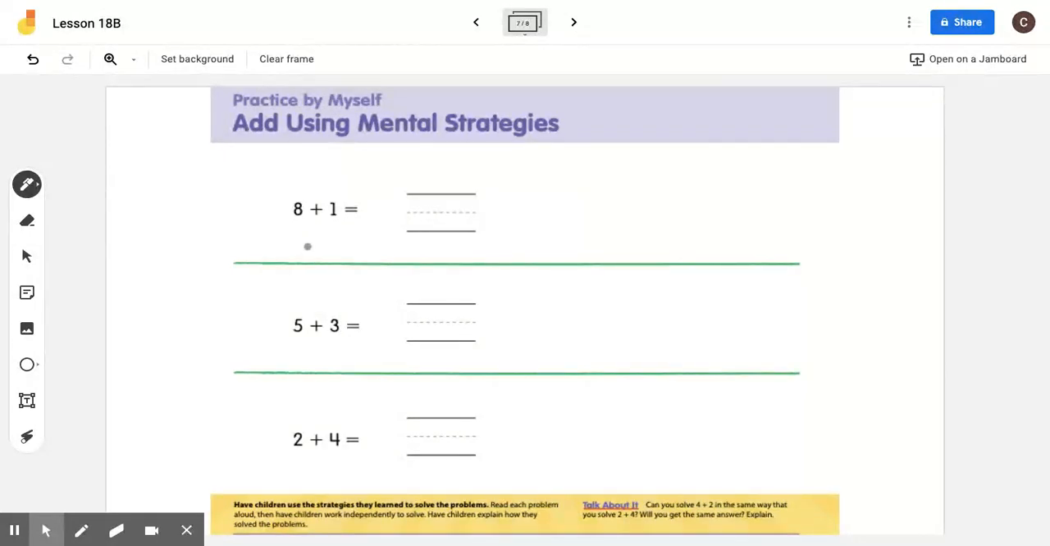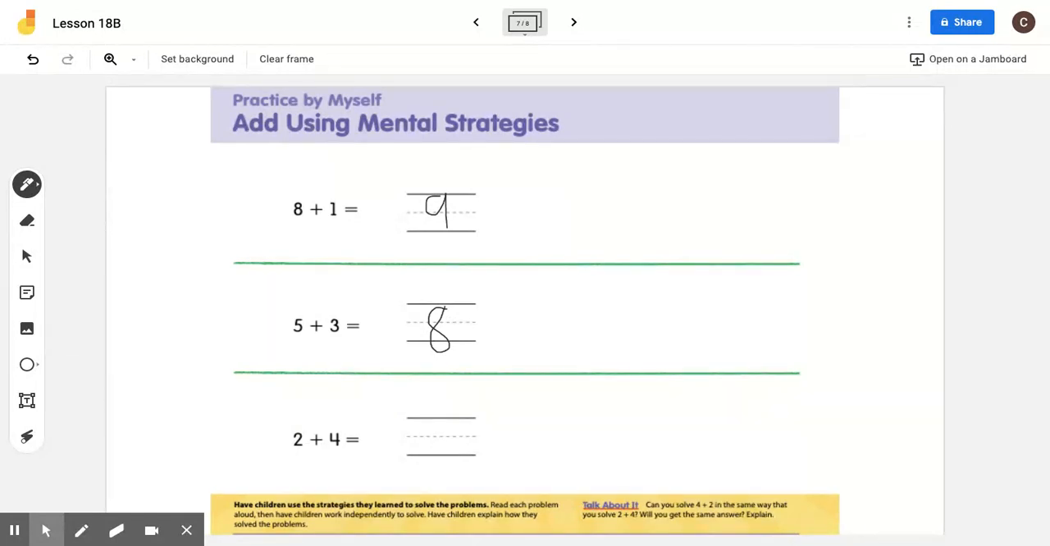All right, so we have 8 plus 1. Yeah, 8 plus 1 more is 9. Very good. All right, here's the next one you're going to solve on your own. Remember, you're counting up using your mental strategies. 5 plus 3. Yeah, so 5, 6, 7, 8. Very good.